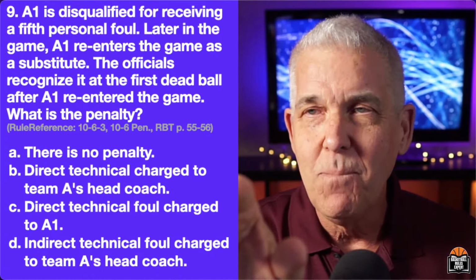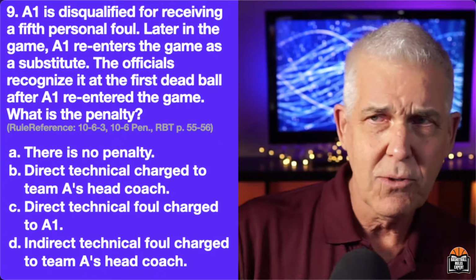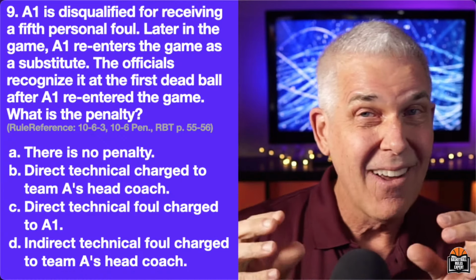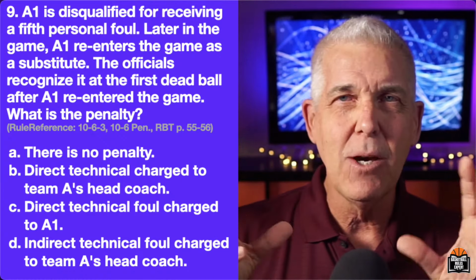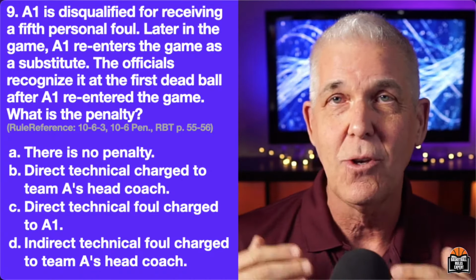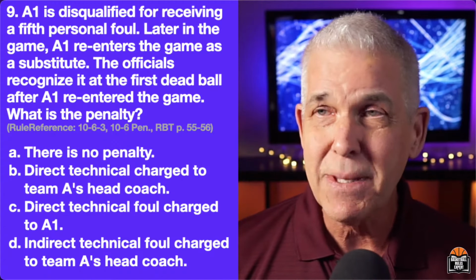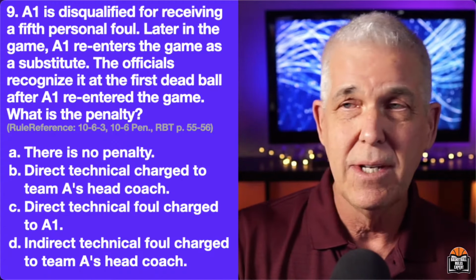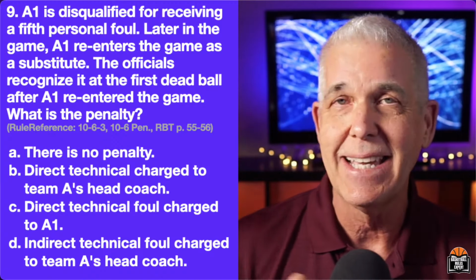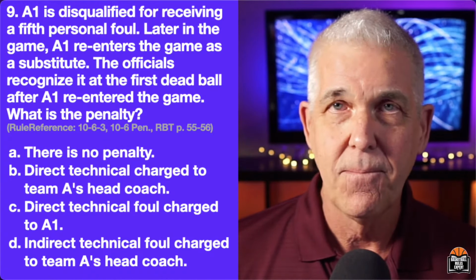This is a direct technical foul on the head coach, A1's head coach. We also notice that we have a direct technical foul charged to A1 at other levels. Again, these CBOA questions are really challenging to the collegiate official, whose rule may be different at the collegiate level. But this is direct on the head coach. It's not an indirect. There is a penalty. So our correct answer here is B.